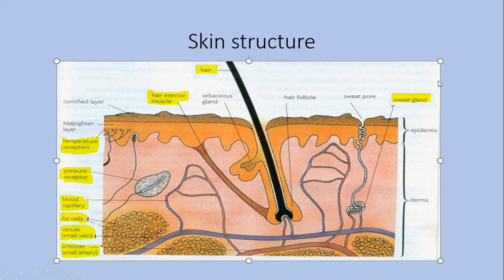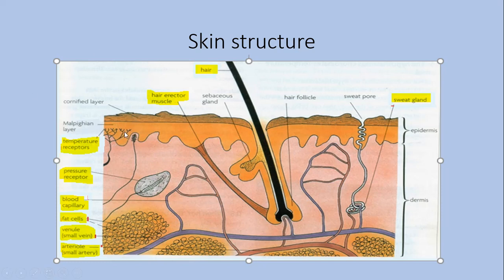Okay, let's talk about the first layer, the epidermis. The epidermis is the upper layer. It is made up of three structures. The first one is called the cornified layer. The second one is called the Malpighian layer. And the third one is called the melanin pigment.